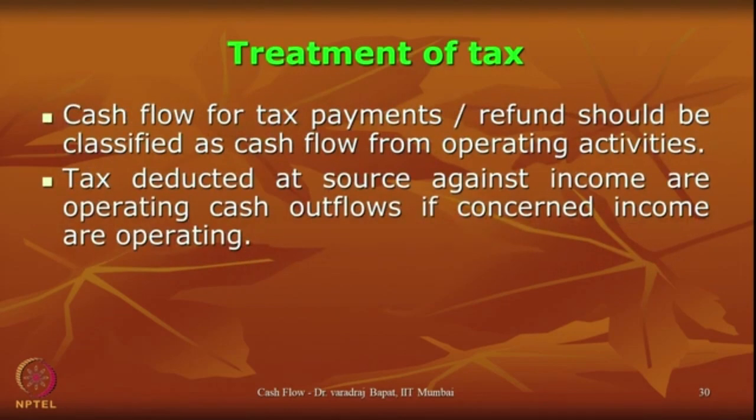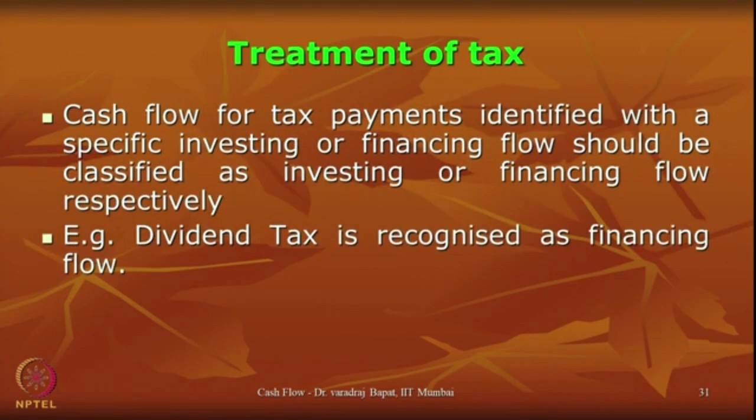Now, next is about treatment of taxes. Normally, taxes are an operating item. So, whatever is a tax paid, we will show it as an operating expense. If there are some specific taxes on investing or financing related items, we will show it under the respective head. So, an example is dividend tax. Whenever we pay dividend, we have to pay tax on that dividend. So, taxes on dividend will be categorized as a financing flow. I hope you remember that dividend first of all is financing. So, tax thereon is also financing.